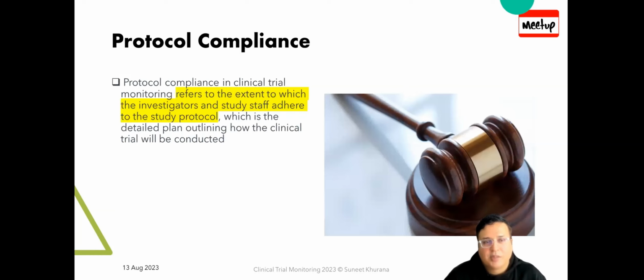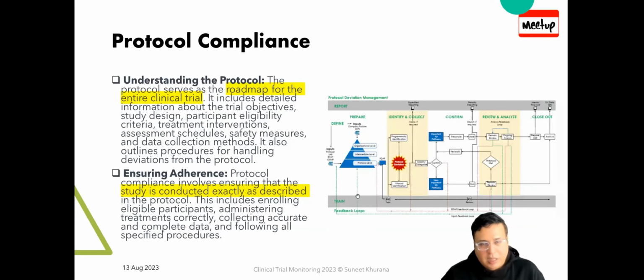Protocol compliance in clinical trial monitoring refers to the extent to which the investigators and study staff adhere to the study protocol, which is a detailed plan outlining how the trial will be conducted. Understanding the protocol serves as the roadmap for the entire clinical trial. It includes detailed information about trial objectives, study design, eligibility. So basically it tells you how the study is to be conducted.